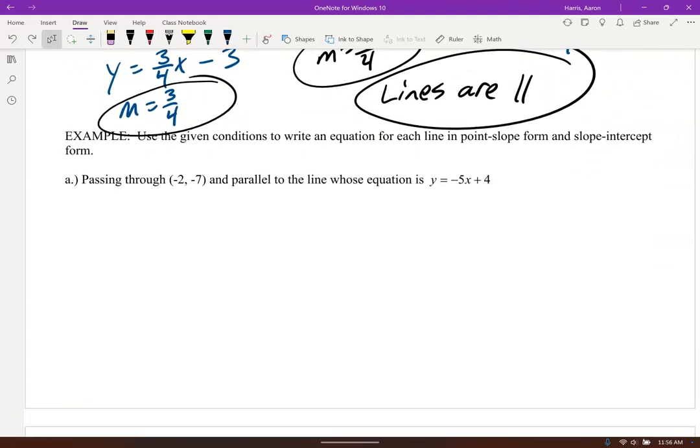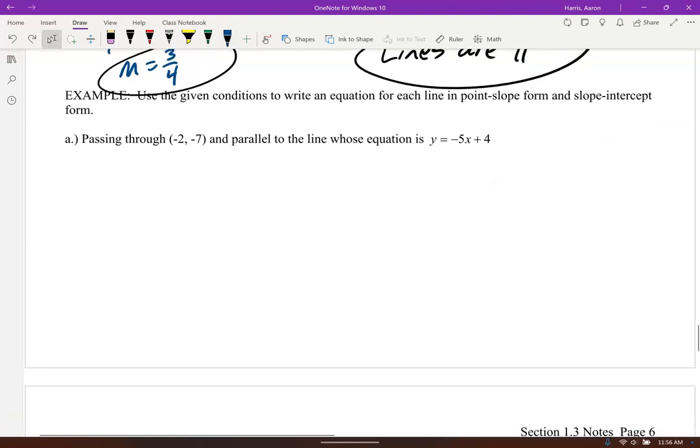All right, use the given conditions to write an equation of the line that passes through (negative 2, negative 7), and it's parallel to y equals negative 5x plus 4. Okay, so let's go ahead and make this visual. I have negative 5x plus 4, which has a y-intercept of 4.